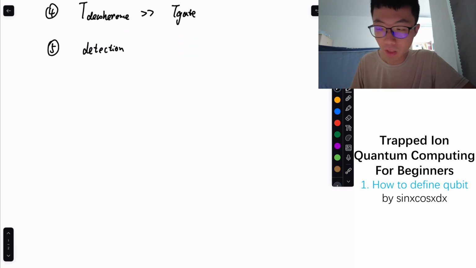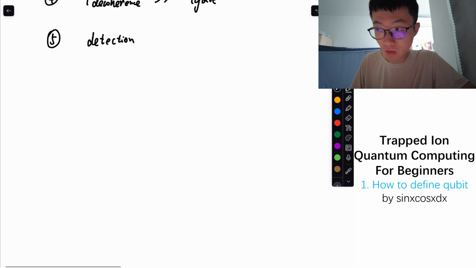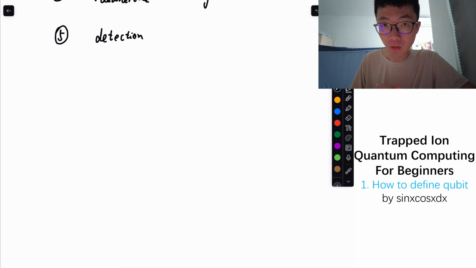And then we'll talk about what ions to choose from. In the periodic table, we have so many elements, right? More than 100. And how can we choose the appropriate element?